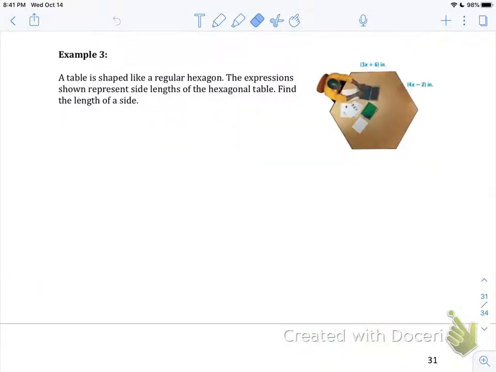Let's go on to the next page. There's one more example here. This says, example 3, a table is shaped like a regular hexagon. So hexagon is 6 sides. Regular means equal sides, equal angles. Okay, so just these two words give a lot of information. The expressions shown represent side lengths of the hexagonal table. Find the length of a side.